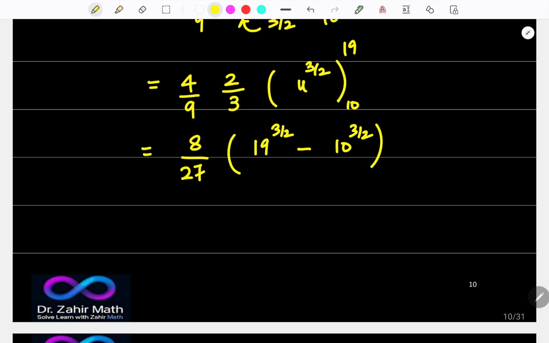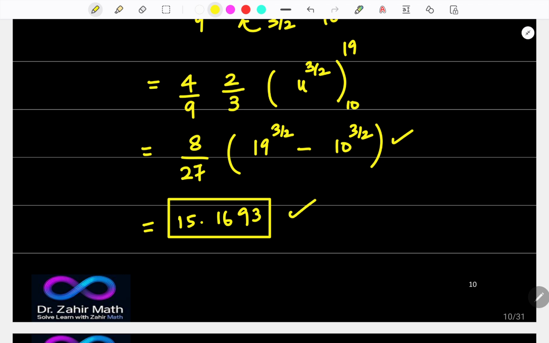You can stop here, but better put it in the calculator. You will get the answer 15.1693. This is your answer. Okay. This is also a correct answer, and this is also a correct answer.